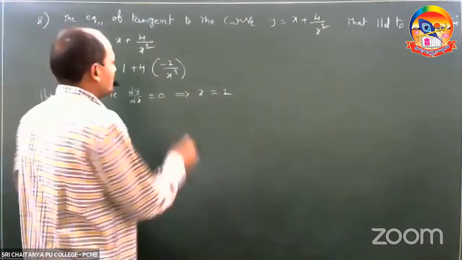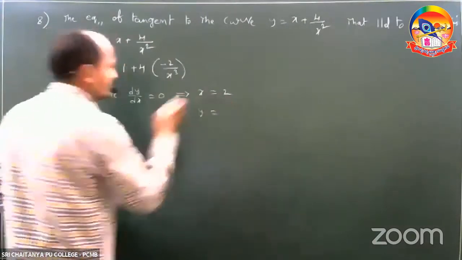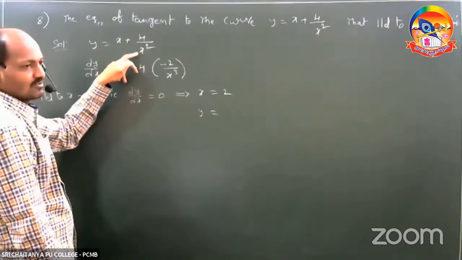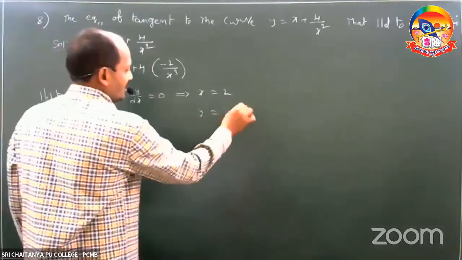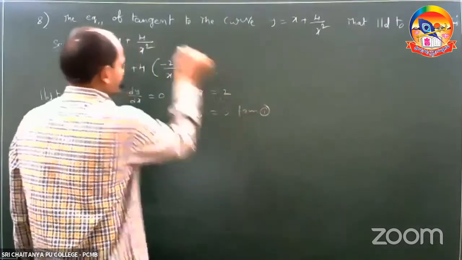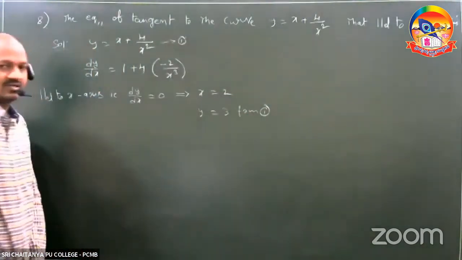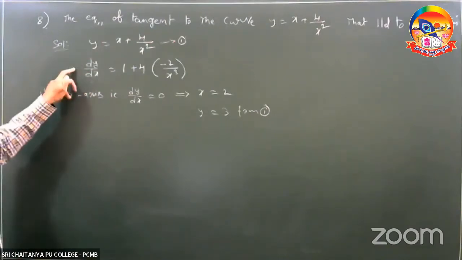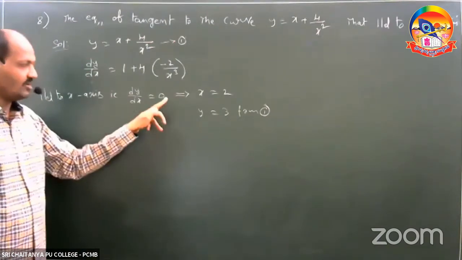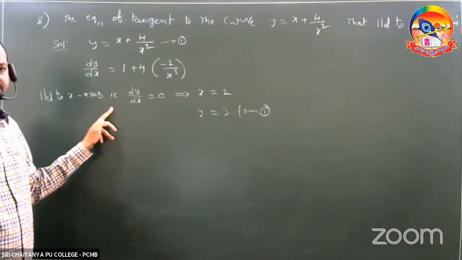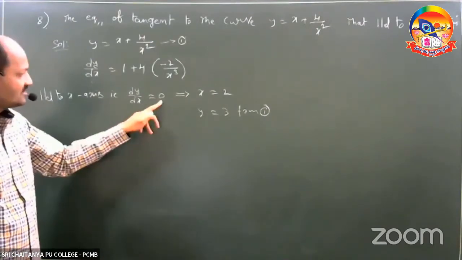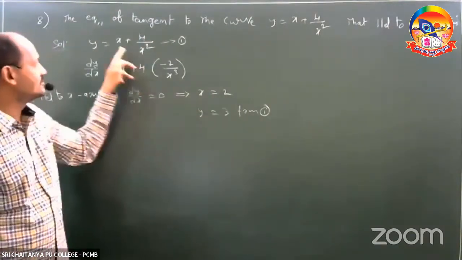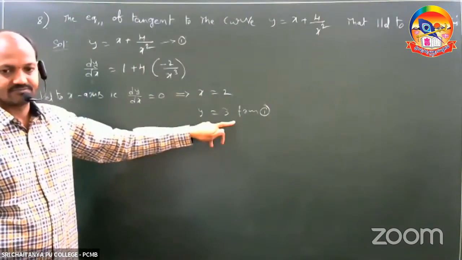If x is equal to 2, what about y value? x value 2: 2 plus 4 by 4. It is 3. It is from equation 1. Okay? Given curve, derivative, this is the slope. Slope is equal to 0. Why? Because given it is parallel to x-axis. If slope is 0, then we get x value 2. If x is equal to 2, then y value 3.